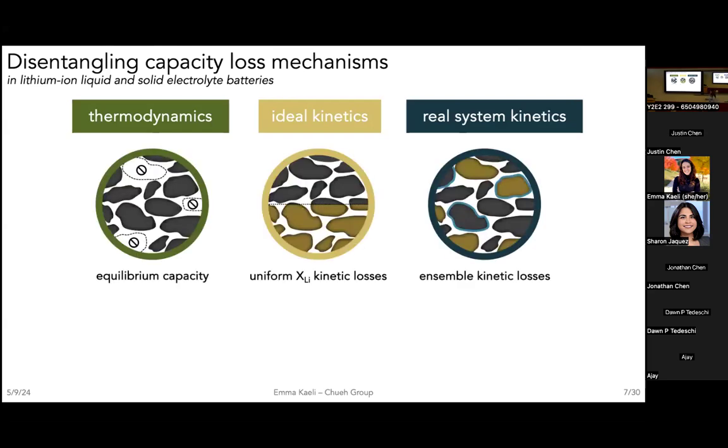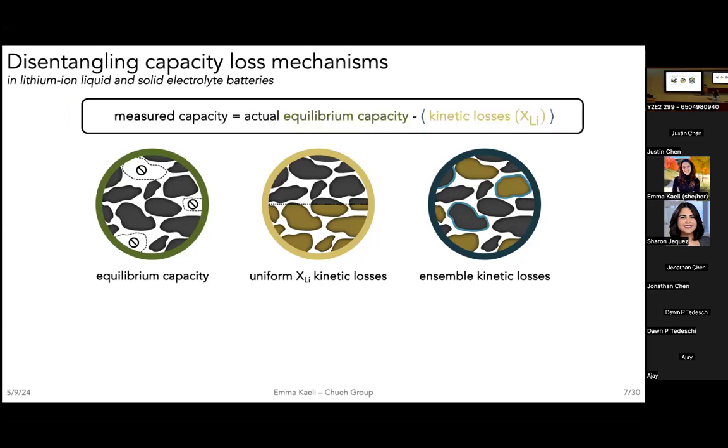And so that's exactly the approach that I took when I'm trying to understand capacity in these systems. First, decoupling the equilibrium capacity, then understanding the uniform lithiation state kinetic losses. So what happens if we treat it more like a single particle with one lithiation state? And then finally, what are the ensemble kinetic losses? When we have active cycling, we're not at equilibrium. What happens when all these things are interacting with one another?